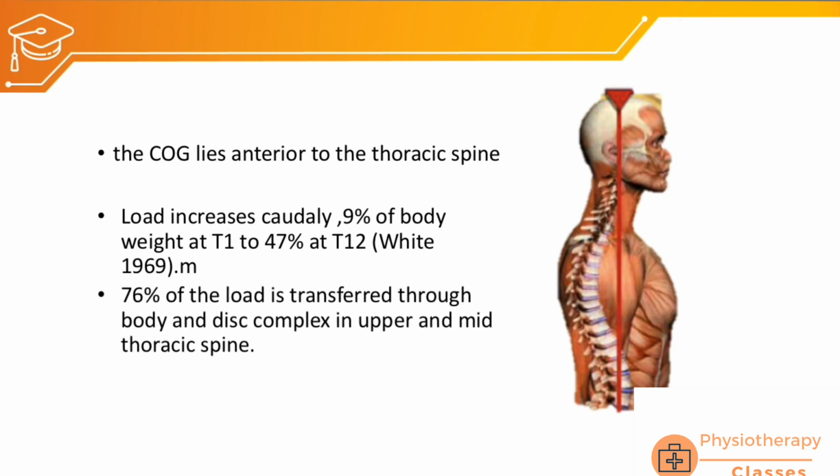76% of the load is transferred through the body and disc complex, that is, out of 47% of the body weight at T12, 76% of that is transferred through the body and disc complex, whereas the remaining weight is transferred to the pillars of the vertebral spine, that is the epiphyseal joint pillars, lamina and pedicle.